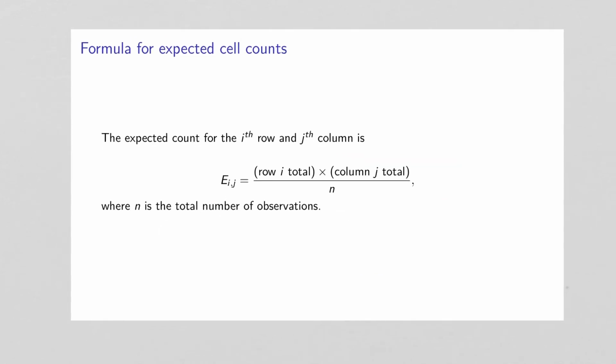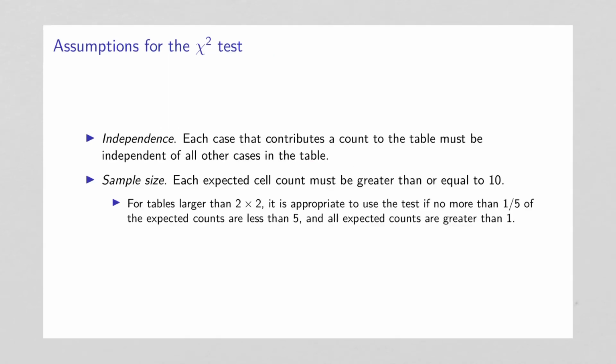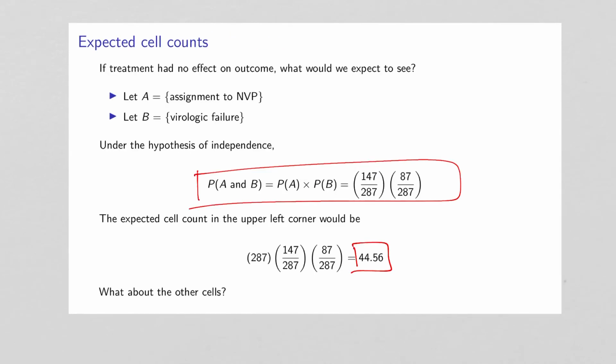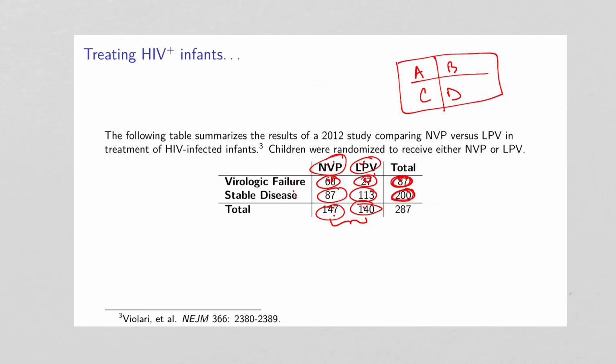So the expected count for the ith row and jth column is the row total times the column total divided by n, which is the number of observations. Row total, column total, divided by n. Your row total times your column total divided by n.